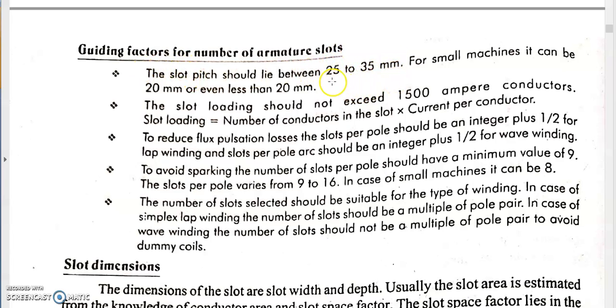selecting the range of slots, because this is the slot pitch, which is nothing but pi D by S_A, the armature slots. So from that, by assuming 25 and 35, we will be calculating the range of armature slots, and then we will be verifying the final condition, whether the slots is a multiple of pole pair in a lap winding, and it is not a multiple of pole pair in a wave winding. So if it is a lap winding, it will be an even number, and in a wave winding it will be an odd number. So this condition we will be verifying.